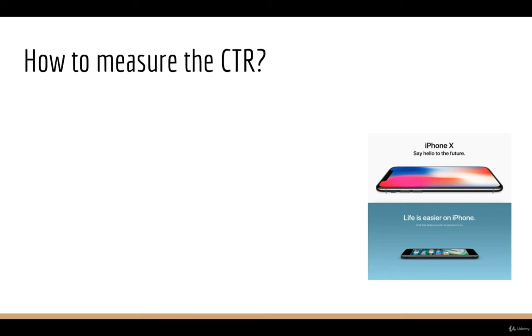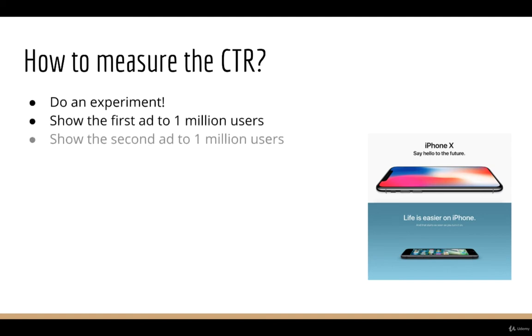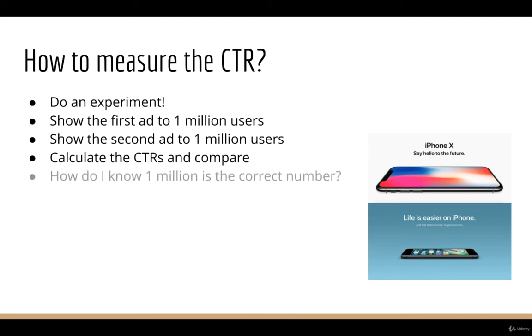So how can I measure the click-through rate in practice? Well, we can do an experiment. Let's say I show the first ad to 1 million users, and I show the second ad to another 1 million users, and then I compare the click-through rates I get from each ad. But there's a problem with that. How do I know 1 million is the correct number? In fact, I don't. Why not show the ad 1,000 times? Why not show the ad just 10 times?